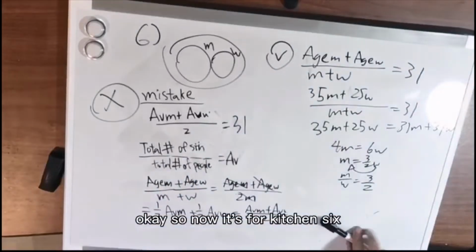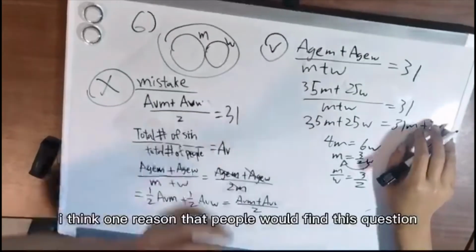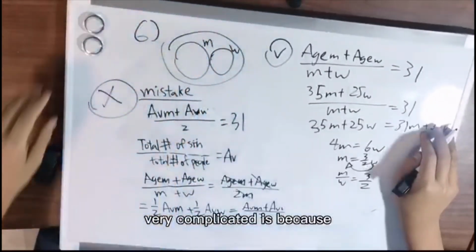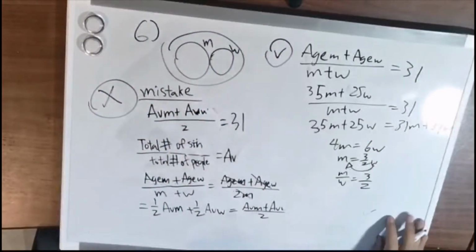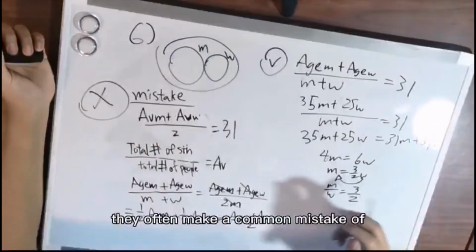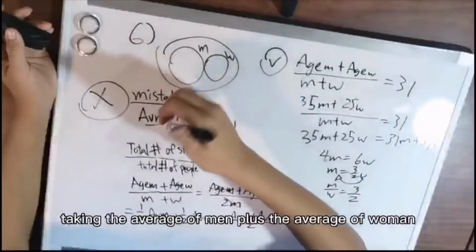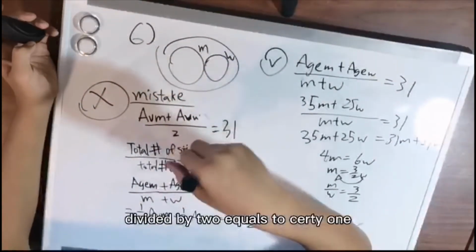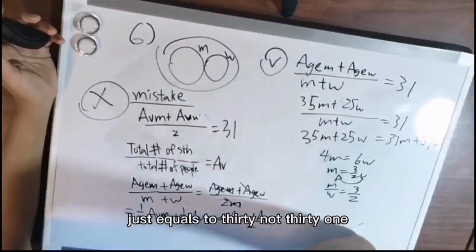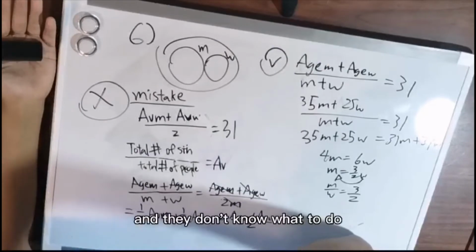Okay, so now for question 6. I think one reason that people would find this question very complicated is because they often make a common mistake of taking the average of men plus the average of women divided by 2 equals 31. And then they will realize, oh, this equals 30, not 31. And they will be confused and they don't know what to do.